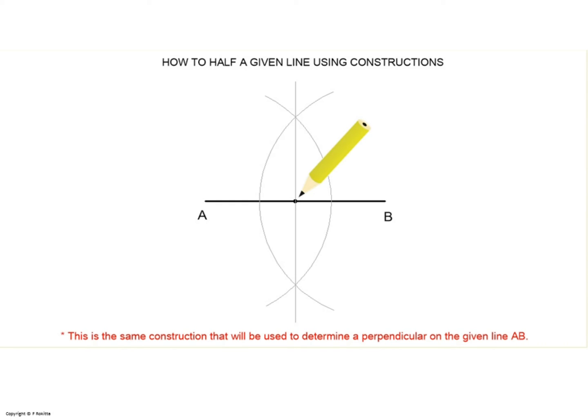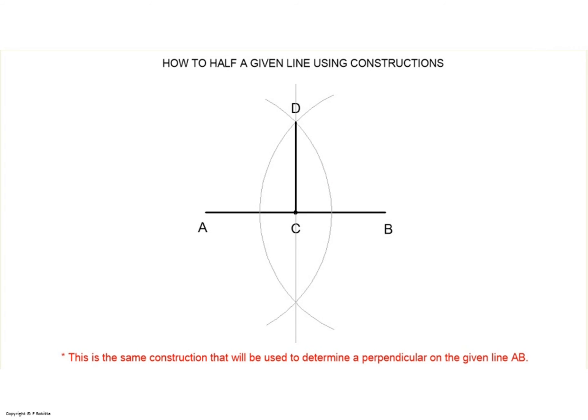Then step 4, the last step, you draw a solid line from that dot, which we now call C, perpendicularly up to the top intersection of the two arcs, and we call that D, and therefore our perpendicular line is now line CD. Please take note, this is the same construction that we would use to halve a given line, or in other words, to draw a perpendicular line onto a given line.